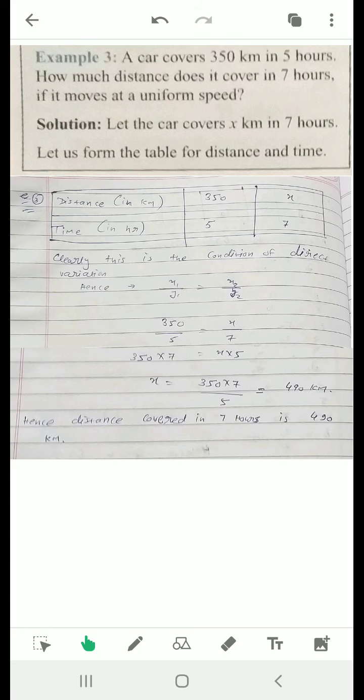And as I already know, this is the condition of direct variation. Why direct variation? Because if time is increased, the distance will also be increased. So both quantities are increasing, so it is a direct variation. So apply the formula of direct variation. x1 upon y1 equals x2 upon y2. 350 upon 5 equals x upon 7. Cross multiply and then solve, and you will get your answer that x equals 490 kilometers. So the distance covered in 7 hours will be 490 kilometers.